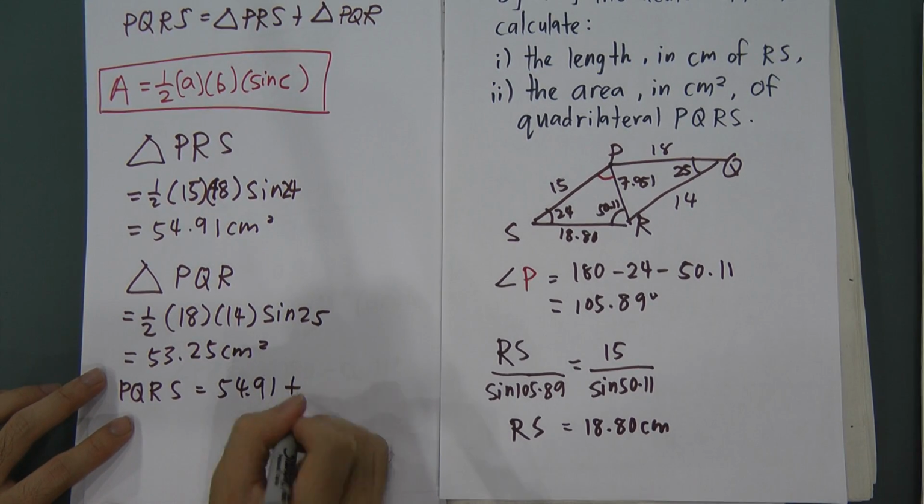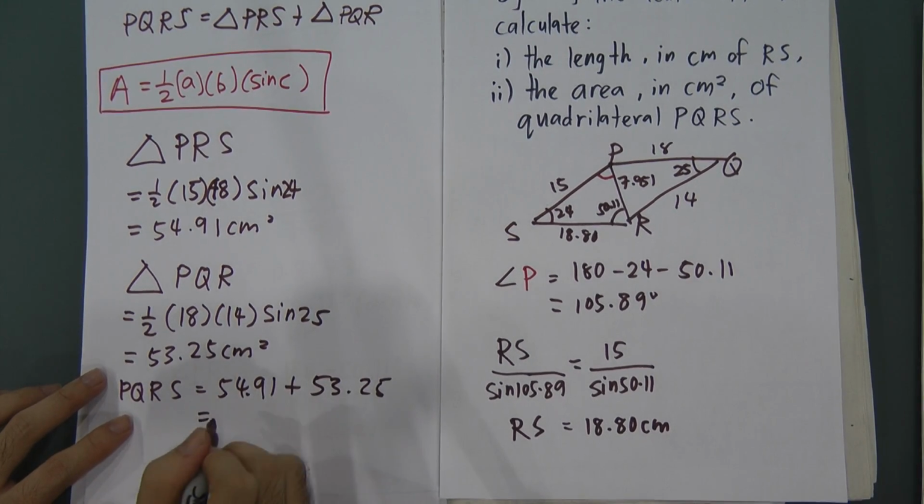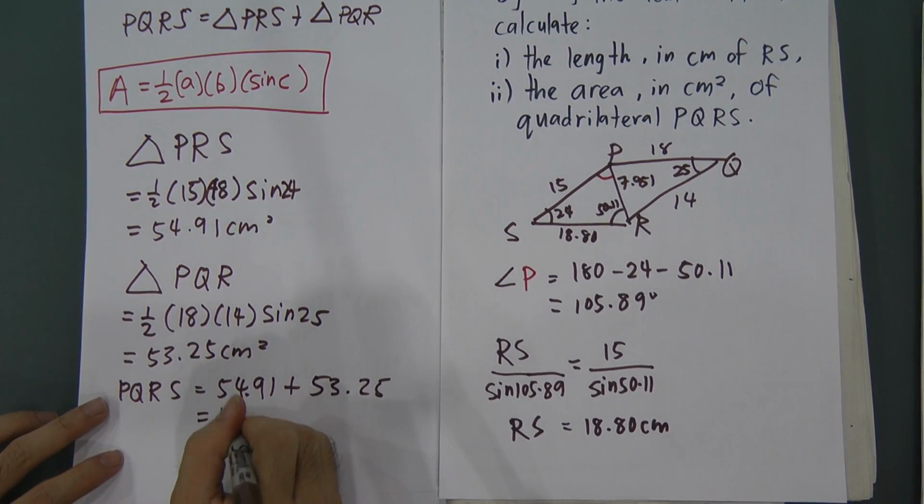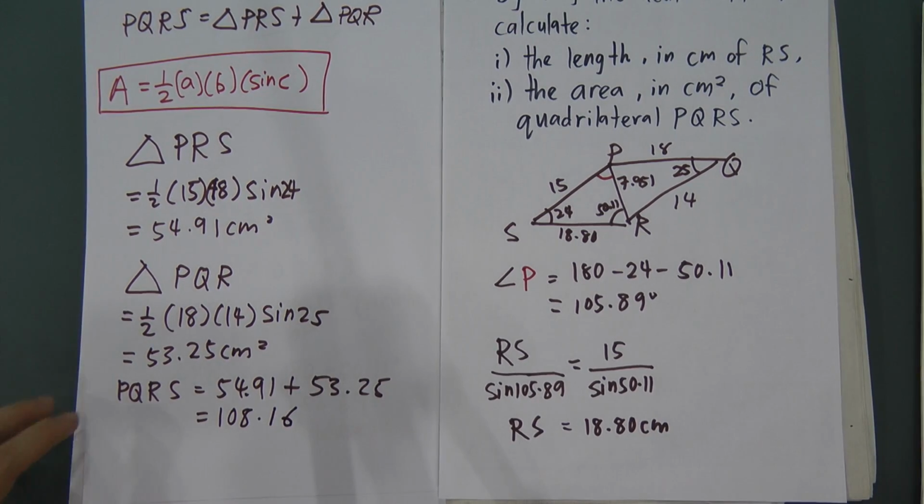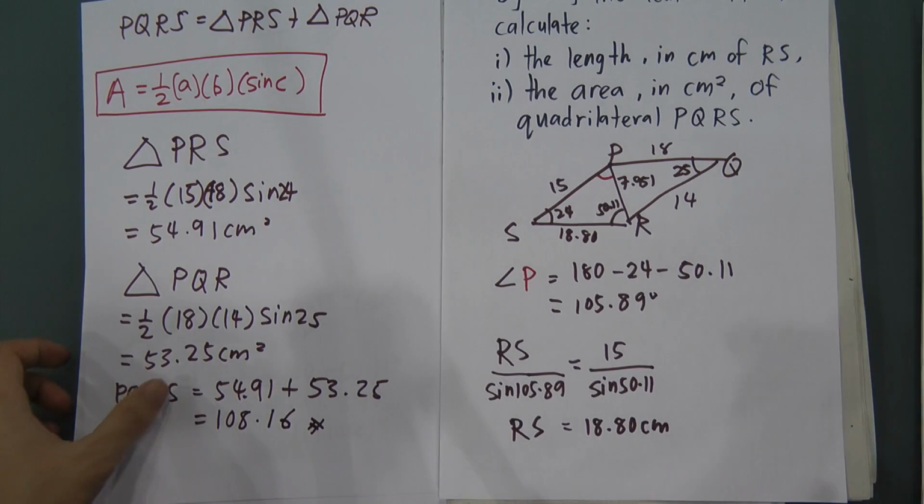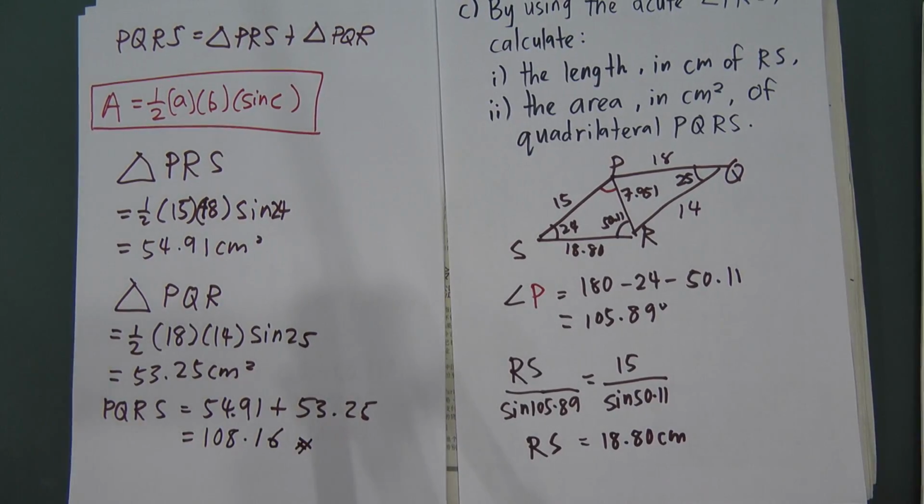After that, to find the area of PQRS, you just add both together. 54.91 plus 53.25. You can get 108.16. Okay, this is the method to do this solution of triangles. Hope this video can help you. Thank you.